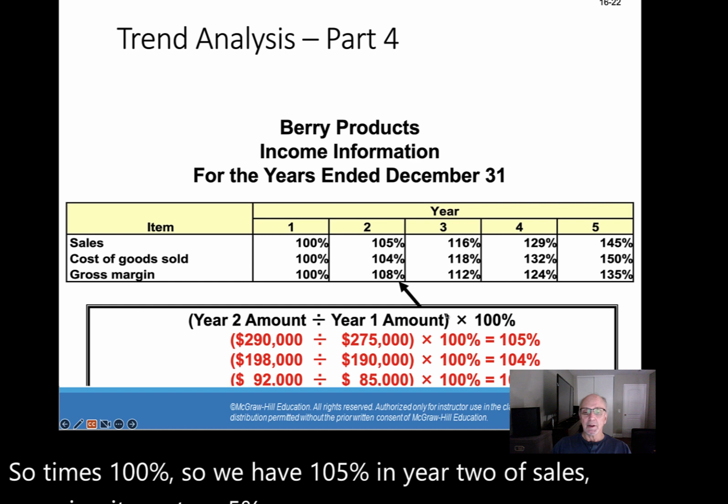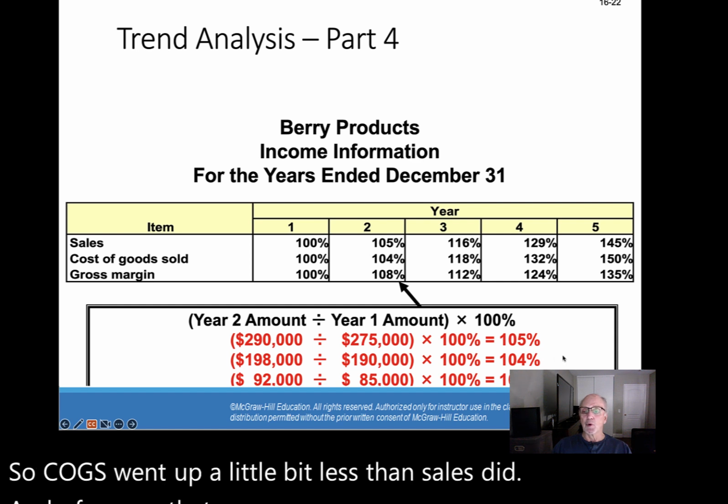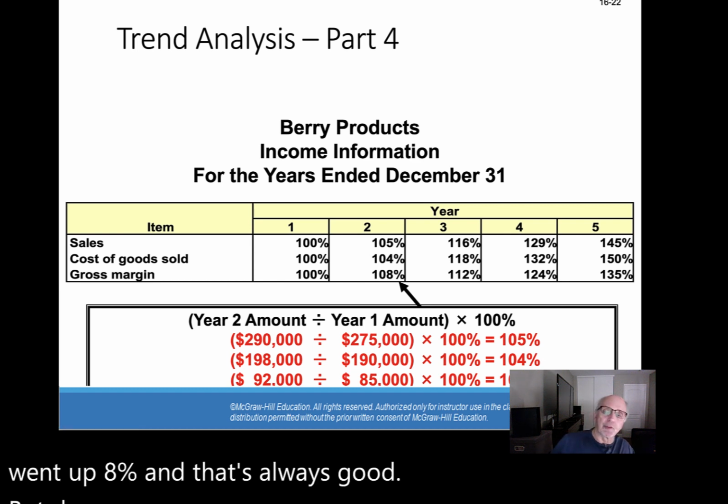That's good. And we see that COGS went up 4%. So that's kind of okay. So COGS went up a little bit less than sales did. And of course, that means that we have a gross margin that went up 8%, and that's always good. But do we see anything else in years 3, 4, and 5 that we need to be concerned about?